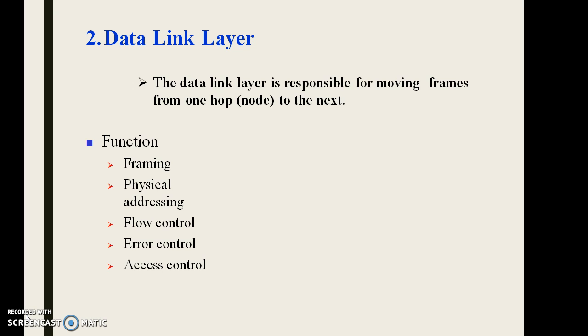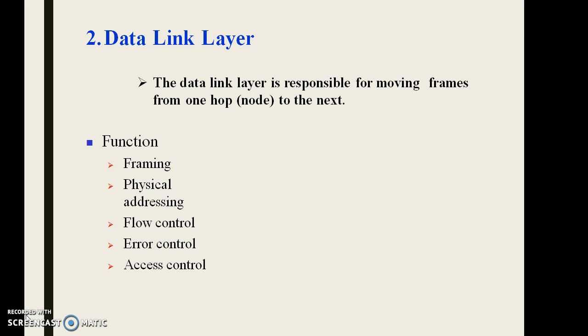Flow control. This avoids overwriting the receiver's buffer by regulating the amount of data that can be sent. Error control. This layer adds reliability to the physical layer by adding mechanisms, that is CRC, cyclic redundancy check, go-back-N and sliding window protocol, to detect and retransmit damaged or lost frames. Error control is normally achieved through the trailer added to the end of the frame.